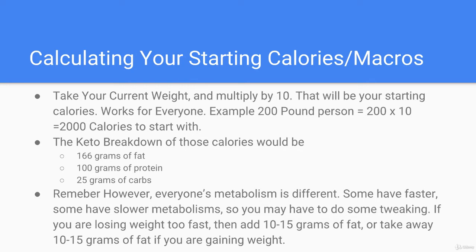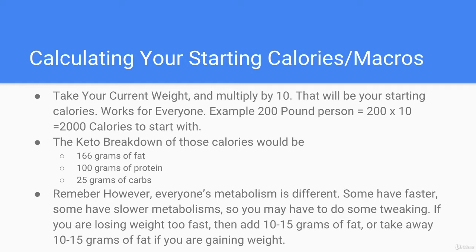All right, so calculating your starting calories and macros. And macros are just the things that make up food, so fat, protein, and carbs. So what you want to do is take your current weight and multiply by 10. And that's going to be your starting calories. And this works for everyone. An example is take a 200-pound person, multiply by 10, and your starting calories would be 2,000 calories.